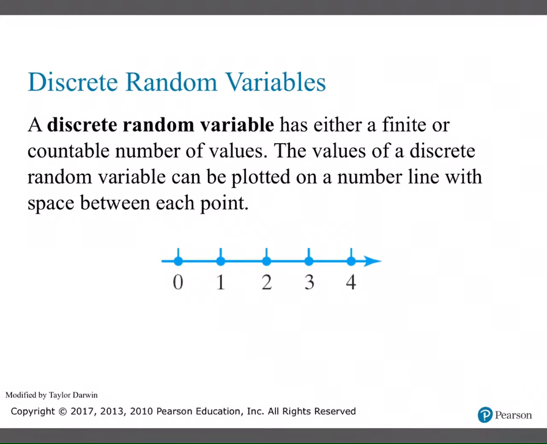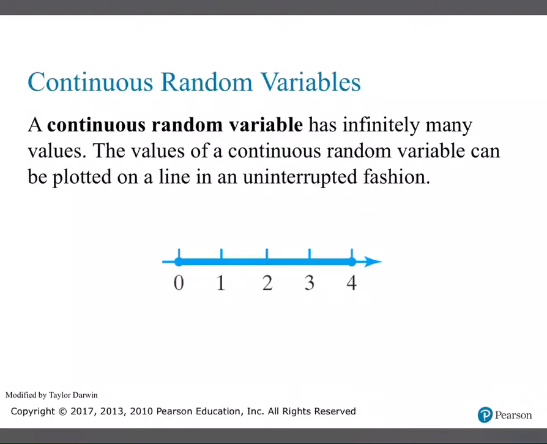Discrete random variables have finite or countable numbers. I think of them as whole numbers, so maybe it's just 0 or 1 or 2 or 3 or 4, right? It's those whole numbers. So maybe the number of siblings you have, or the number of trees in your backyard. They are whole numbers, counting numbers.